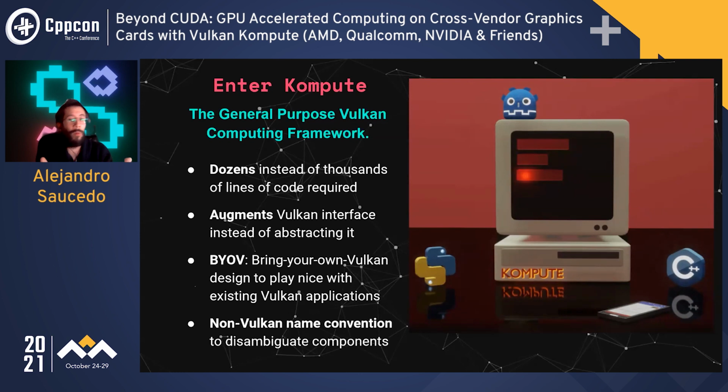And with that, what we refer to as the BYOV, bring your own Vulkan, design to place nicely with existing Vulkan applications, together with non-Vulkan naming conventions. We saw that people were calling buffers in their frameworks, and then there was a Vulkan buffer, so when am I dealing with which? So we're making sure that we have non-intersecting terminology.